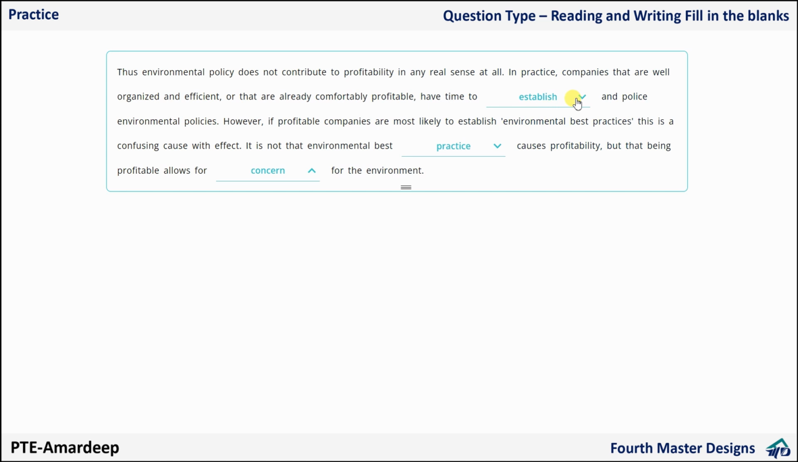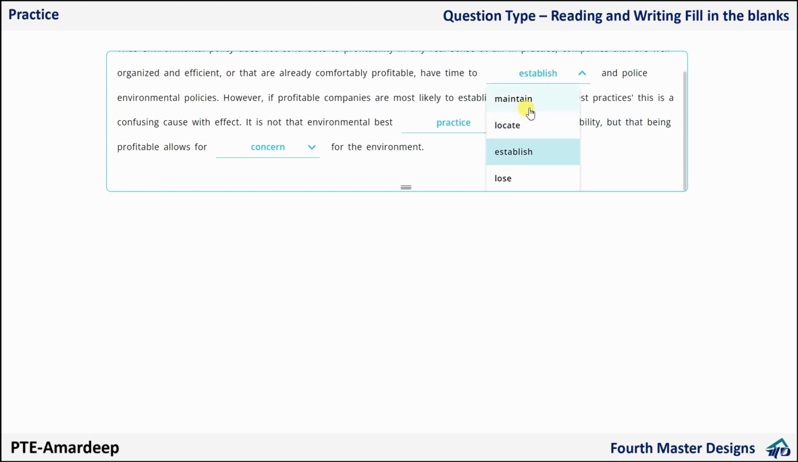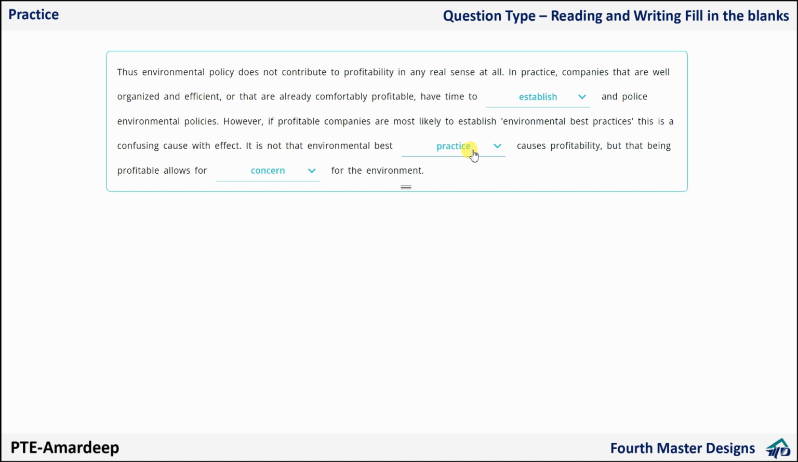They have time to dash, they have time to set, they have time to formulate. How many words are there? Maintain, locate, establish, lose. Maintain, they have to first draft, they have to first write, something like that. So the only similar word is establish, means to set, to like draft. Okay, so this is how I went for establish here. Then you have practice here and concern. So I hope you have got the idea.